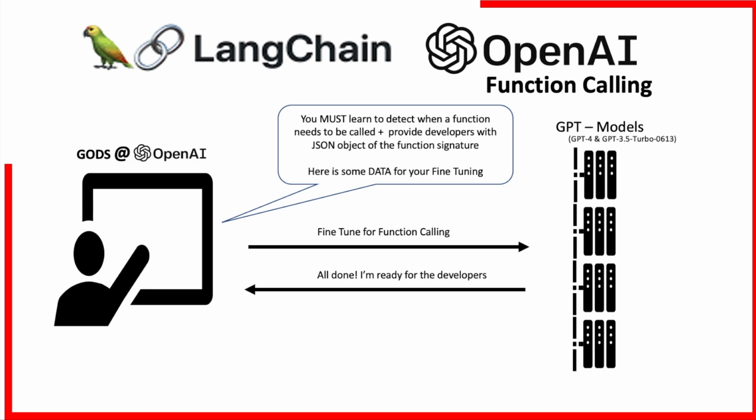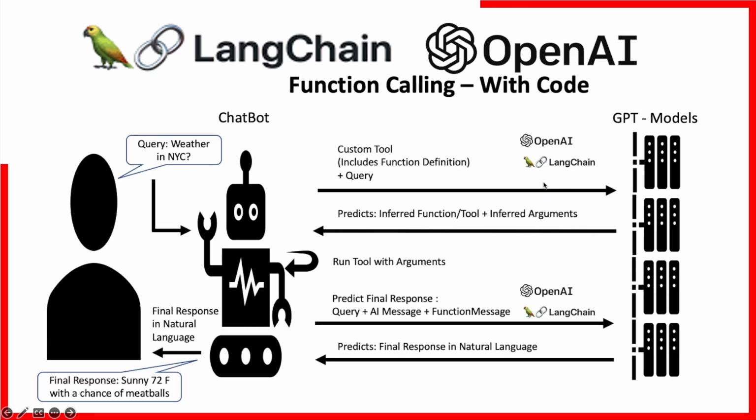So OpenAI has fine-tuned the GPT-4 and the GPT-3.5 Turbo 0613 models to be able to detect when a function needs to be called and return back to the calling program with a JSON object of the function signature. All right, now we move into taking a look at the mechanics of how this works.